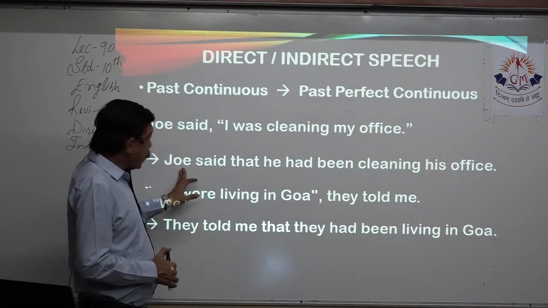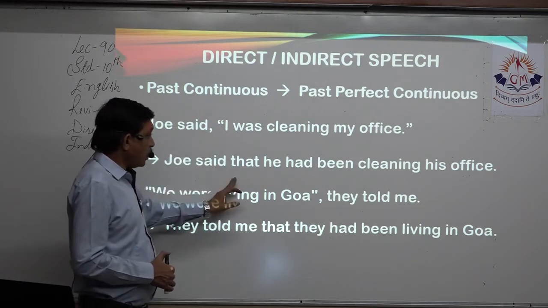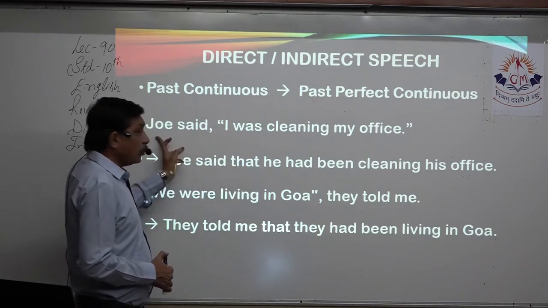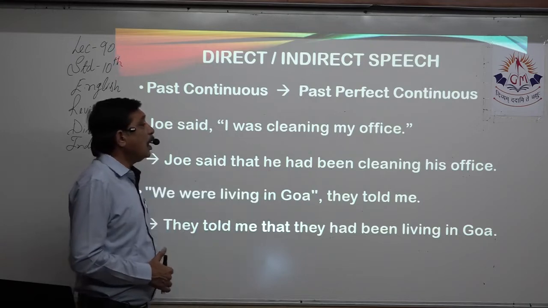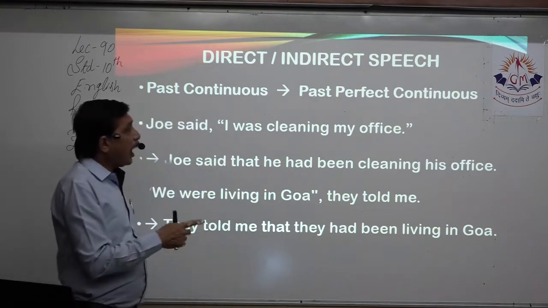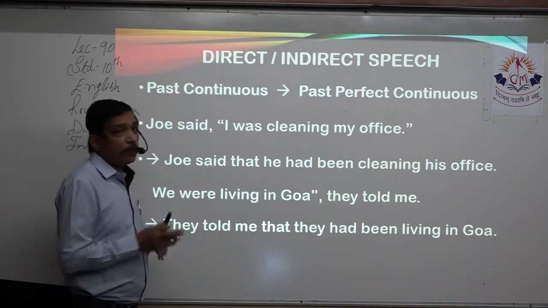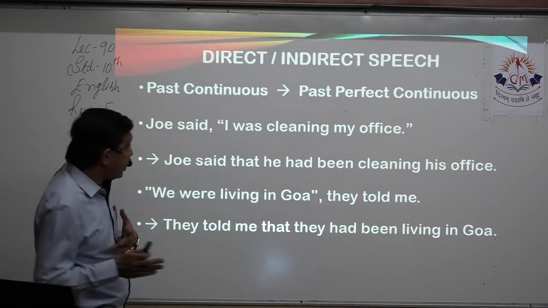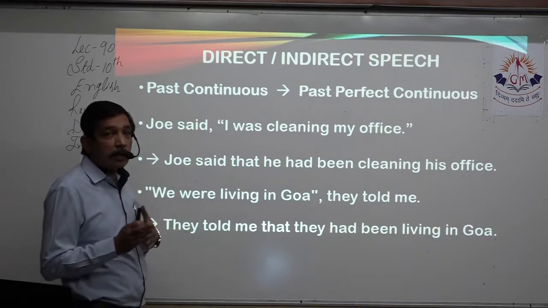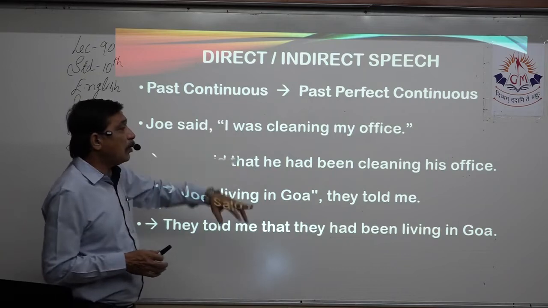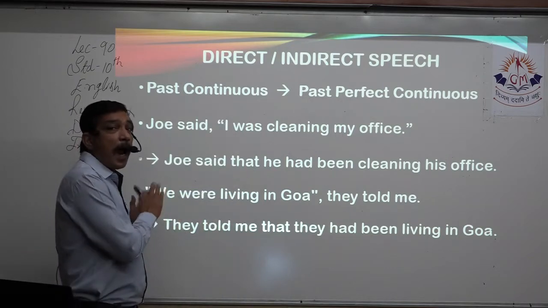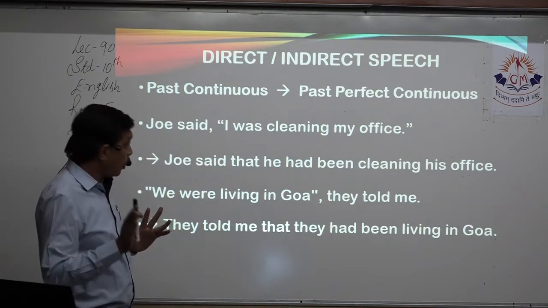When we turn it into indirect, Joe said that, I is a male pronoun, so he had been cleaning. Had been cleaning is past perfect verb plus ing, right? So had been cleaning his office. I was cleaning my office turns into he had been cleaning his office.